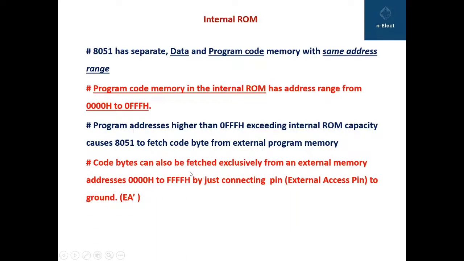Code bytes can also be fetched exclusively from external memory addresses, that is from 0000H to FFFFH, by connecting the external access pin bar, that is the EA bar pin, to ground. Now EA bar, so the bar on top of EA shows that when this pin is grounded, this pin gets activated, and under such condition it will fetch the byte from the external memory only.